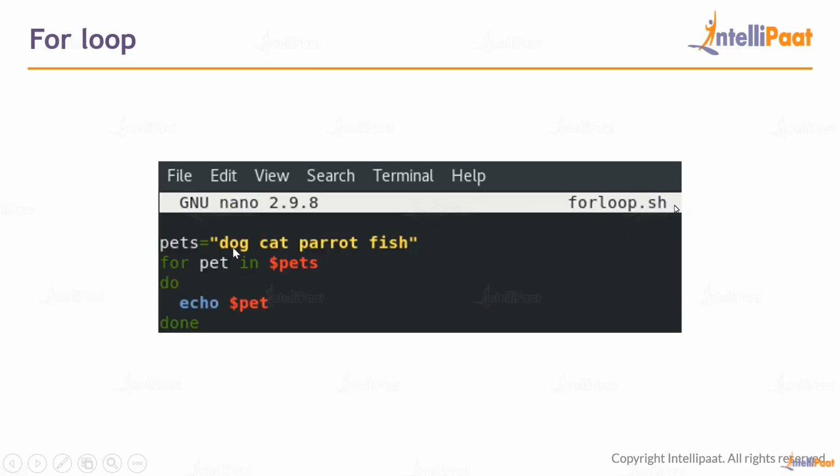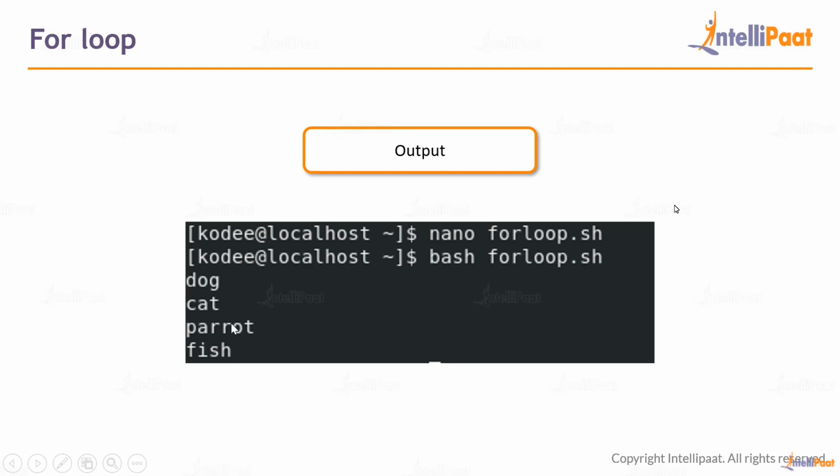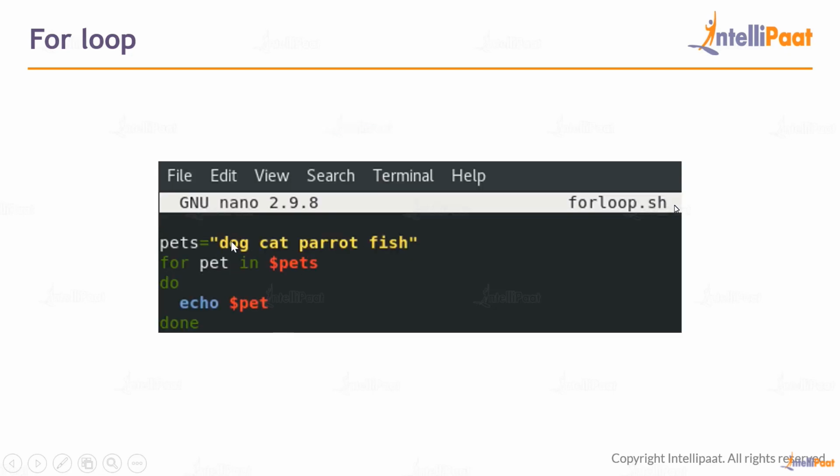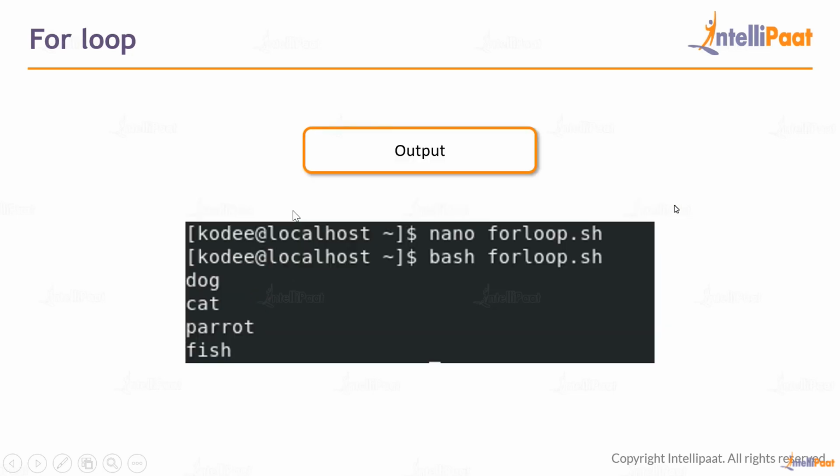So now pets: dog, cat, parrot, and fish. For pet, this is the variable. In pets is the list we created. So do echo $pet. So what would be the output? It would be dog, cat, parrot, and fish, because it executed for every single item in this particular list. So that's how this works.